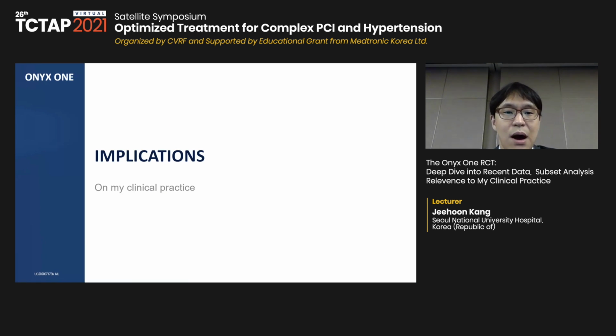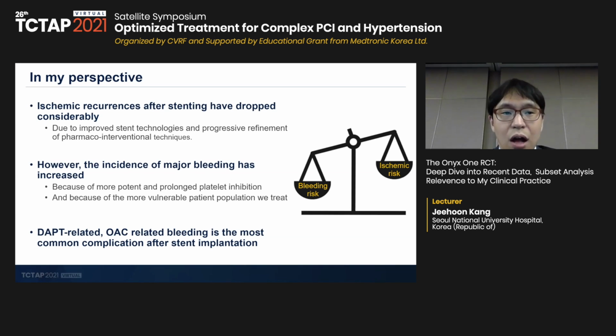Now, I will talk about the clinical implications in my practice. We all know that the recurrence of ischemic outcomes after stenting has dropped considerably, probably due to the improvement of stenting technology and the improvement in the adjunctive medical therapy that we all do in current practice. However, ironically, the incidence of major bleeding has increased, and this may be because of the use of more potent P2Y12 inhibitors, and also the more vulnerable patient population that we treat compared to the past PCI population.